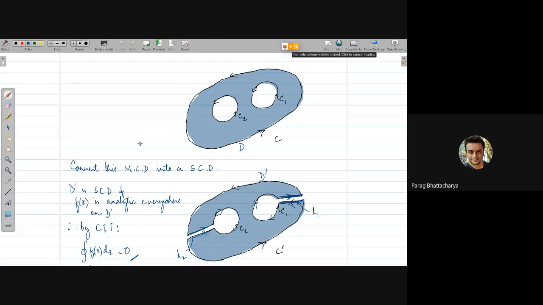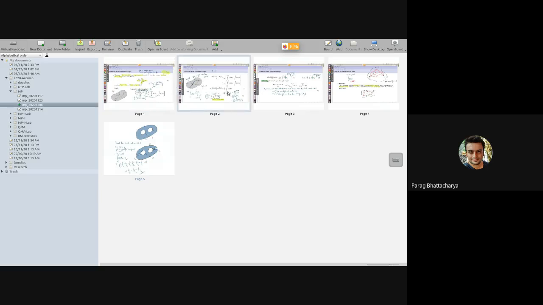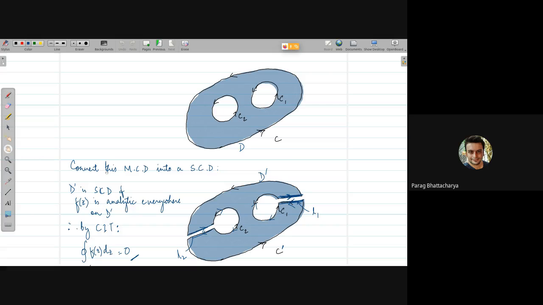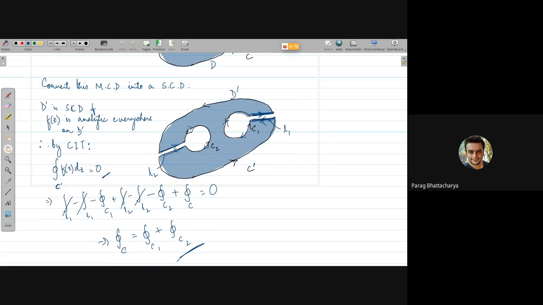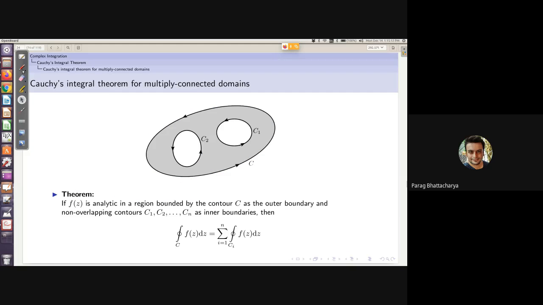Okay, so yeah, this is how you're supposed to do it. Did I provide you with these slides? I don't think so. Yes, sir. So I'll provide these slides today. So this is how you have to actually prove this. It's very straightforward. That's your Cauchy's integral theorem.